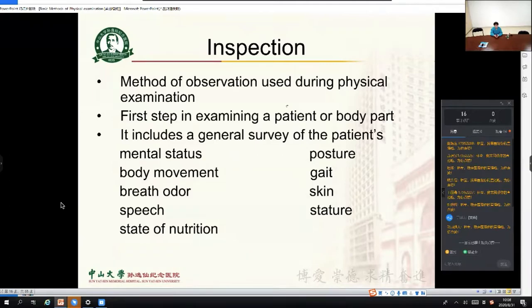The first principle of physical examination is inspection. It's a method of observation used during physical examination. It's the first step in examining a patient or body part. It includes a general survey of the patient's mental status, body movement, breath odor, speech, state of nutrition, posture, gait, skin, and stature.